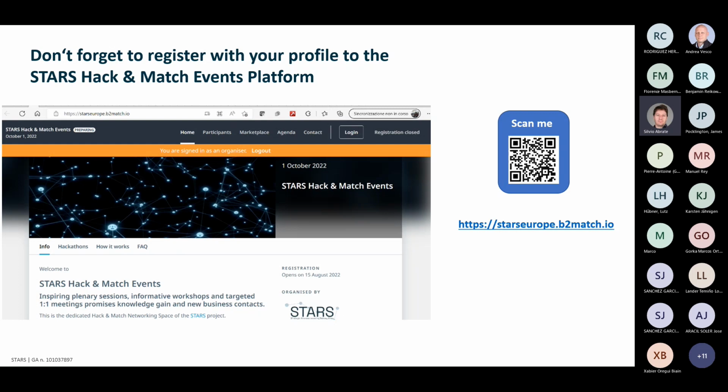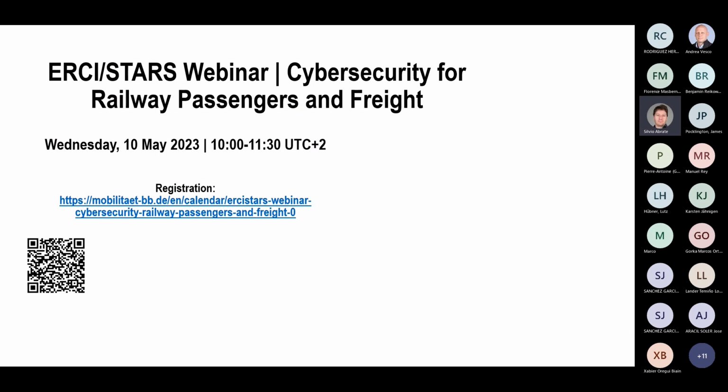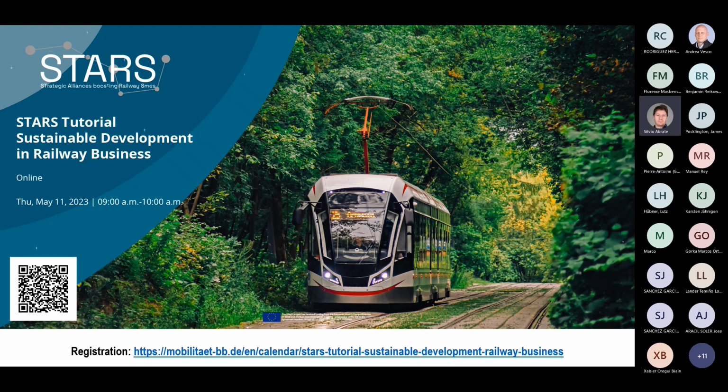Then we have a few events organized for the month of May. At the beginning of May, on the 4th of May, same time as today, we will have a tutorial on the use of 5G technologies for mobility purposes. On the 10th of May, there will be a webinar organized together with the ERCI platform related to cybersecurity for railway passengers and freight. In this case, we are not discussing cybersecurity of objects, but the other kind of cybersecurity I mentioned at the beginning of this tutorial, that is the cybersecurity of the information technology aspects, basically of data. And on the 11th of May, there will be a tutorial on sustainable development.